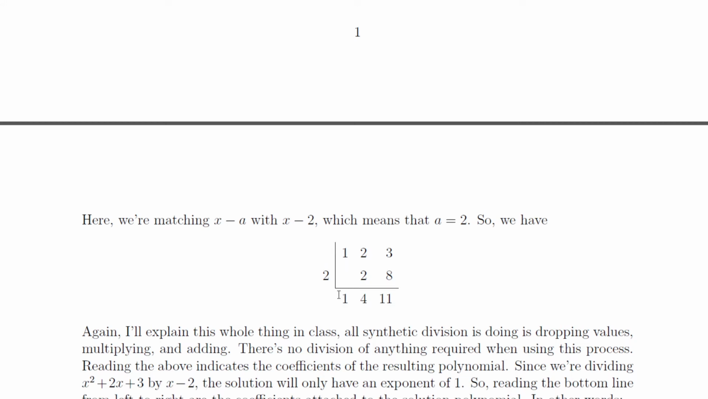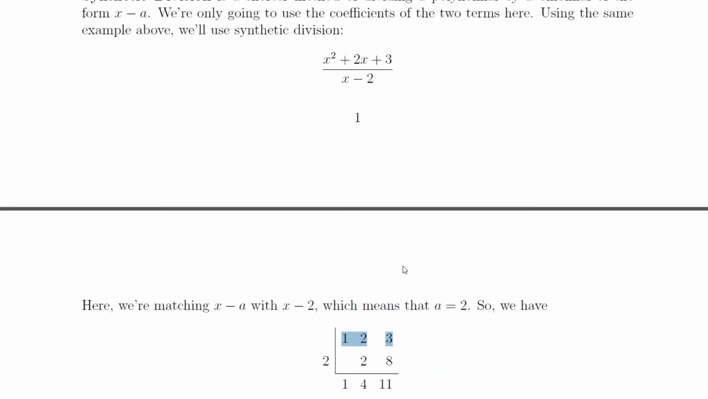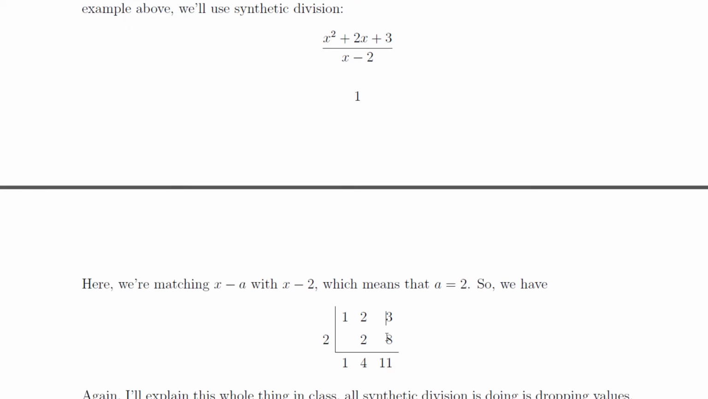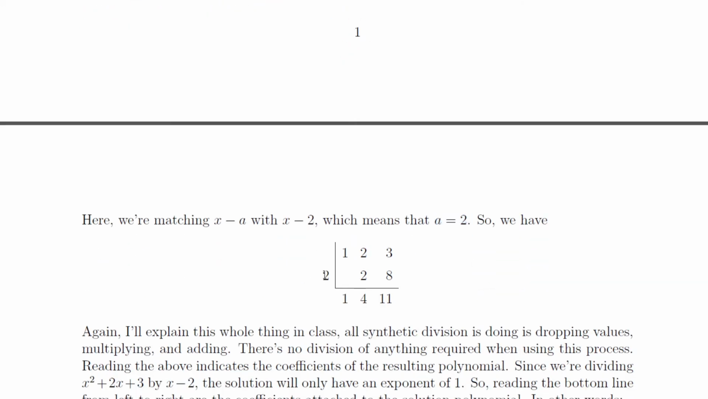You create this little box, and then the coefficients of the numerator go right there. So we've got 1, 2, and 3. The constant term is the one that goes at the end. So you can see 1, 2, 3. The 2 that we found for our a value goes on the outside.